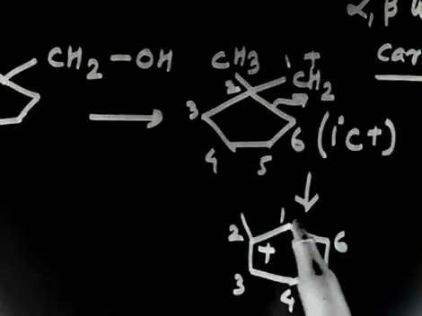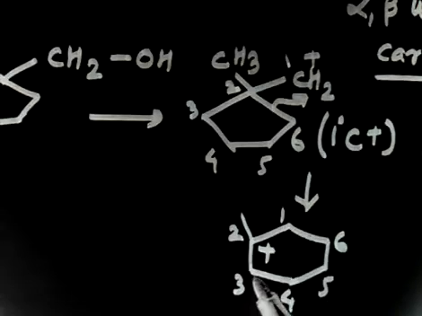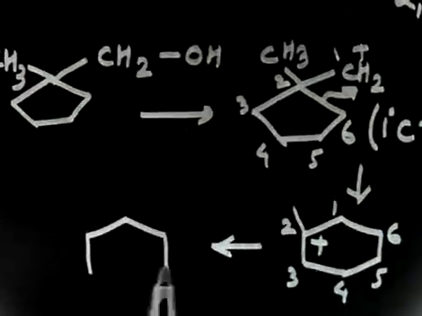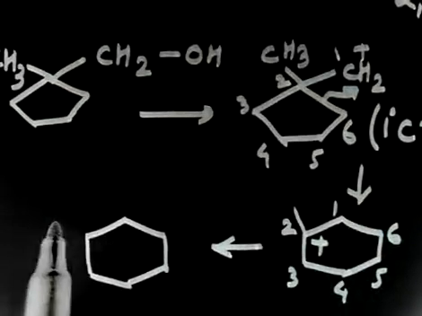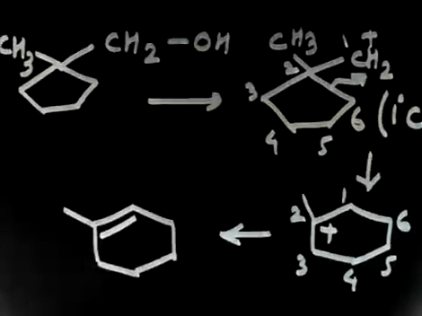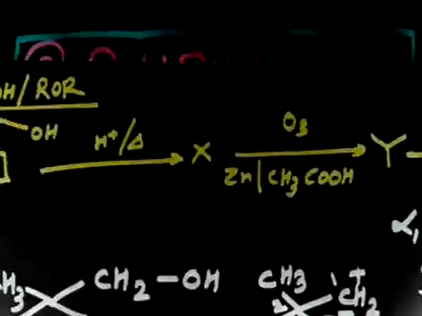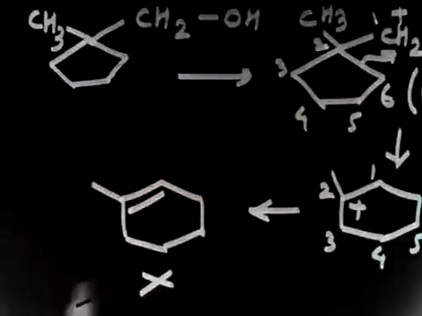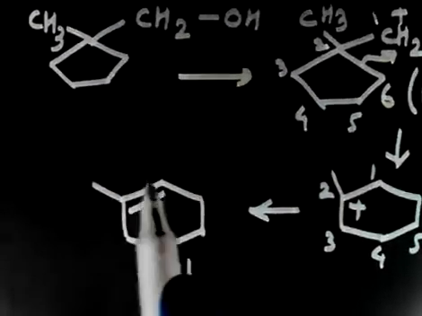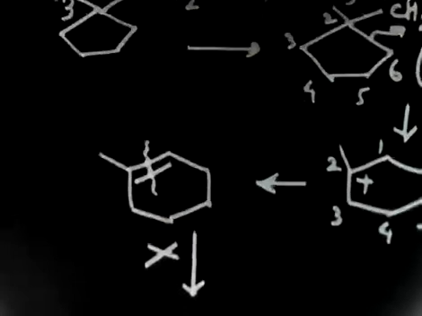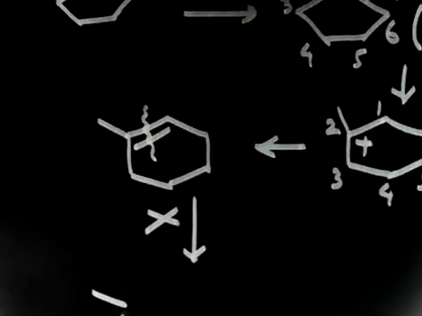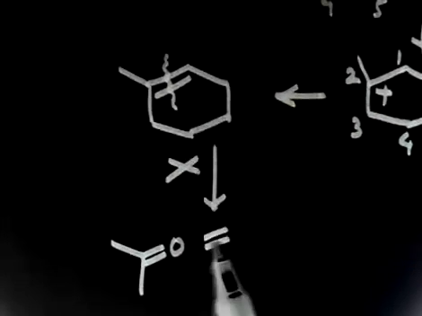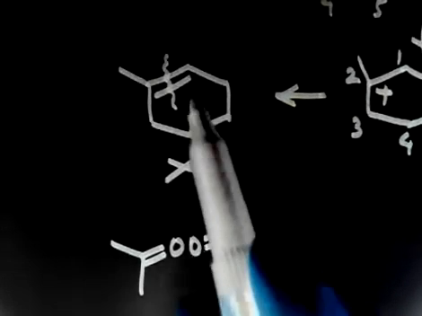Now next step I have to lose one H plus from this side or this side, both are the same. So I will get something like this. Are you getting? So this is my X. Now if I do ozonolysis, in that case I have to break this double bond. So I will have a double bond O here, and I will also have a double bond O this side. Are you getting or not?